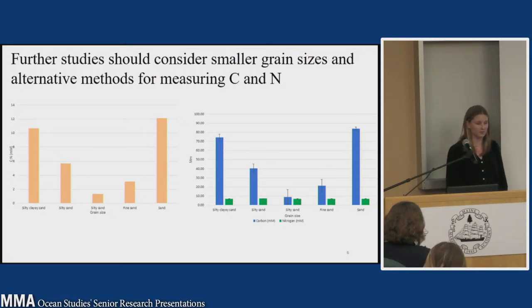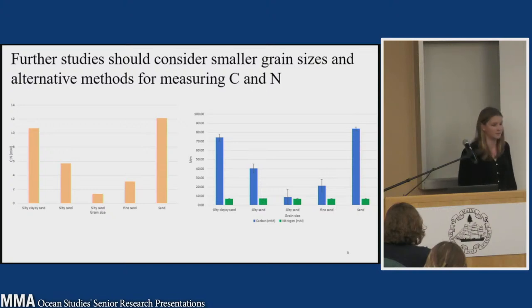I think that if a further study were to be done, they should consider using much smaller grain sizes. Most of the studies I looked at, their largest grain size was the smallest one I found. And I also think that other methods for measuring carbon and nitrogen could be used, because the methods I used were typically used for soils and were from the Food and Agriculture Organization of the United Nations. But something like a stable isotope analysis might be more appropriate for marine sediments.